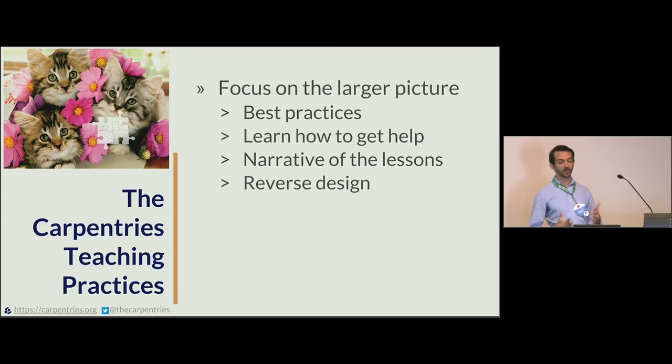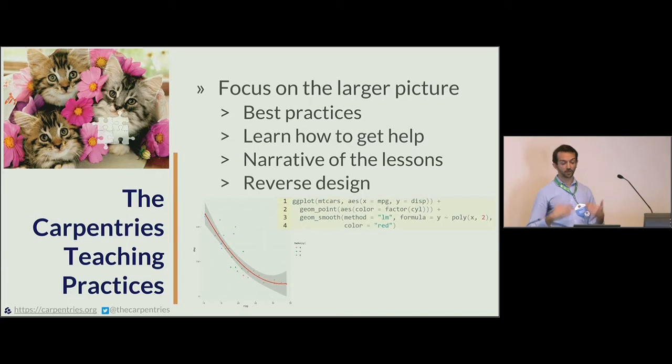And finally, we really try to use a reverse design approach for our lessons, where when we design the lesson, we think about what the end goal is, what we want the learners to leave the workshop with, and make sure that we teach the skills that are going to allow them to do that. So to go back to the first example of the ggplot, if making this plot is a learning objective of our lesson, we need to make sure that all the skills that are going to be needed to build these plots are going to be taught in our lessons.